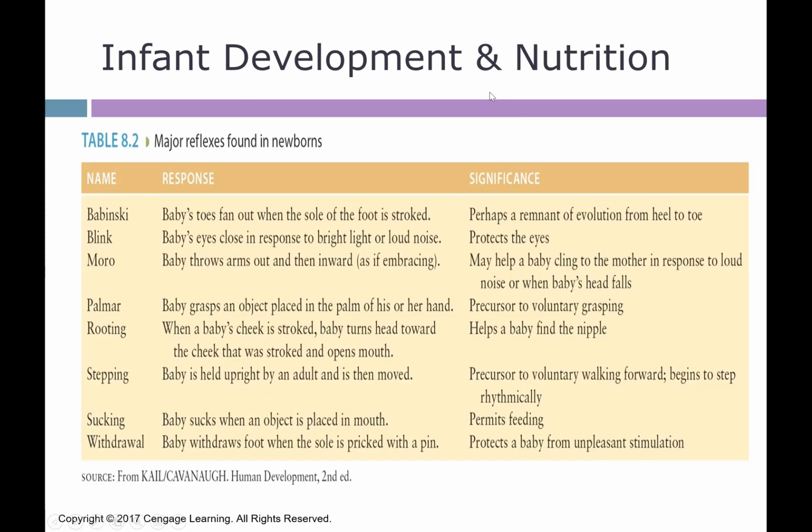I really like this table that's in the textbook that shows major reflexes, the name of it, the response, and the significance, such as the palmar. A baby grasps an object placed in the palm of his or her hand. This is a precursor to voluntary grasping. Why do we need to grasp? We need to grasp foods, right? When a baby is old enough for finger foods, usually around 7, 8, 9 months, you'll see this develop. They can start grasping food and self-feeding, which is wonderful because they're developing some independence. So you can look through this chart on your own and be familiar with these major reflexes and what their significance is.